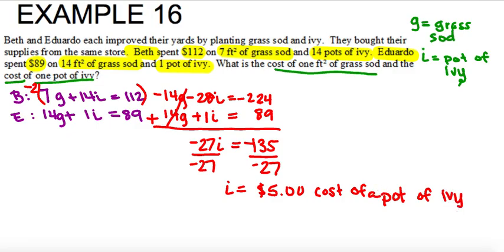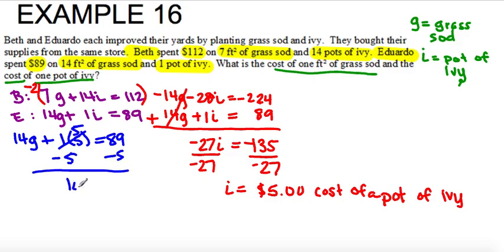Okay. We have to figure out the cost of the grass sod as well. So I'm going to plug the 5 back into one of the two equations. I'll do it to the bottom. So I have 14g plus 1 times 5 equals 89. I have to get g by itself. 1 times 5 is 5. So I subtract 5 on both sides. 14g equals 89 minus 5 is 84. And I have to get g by itself, so I divide by 14 on both sides.